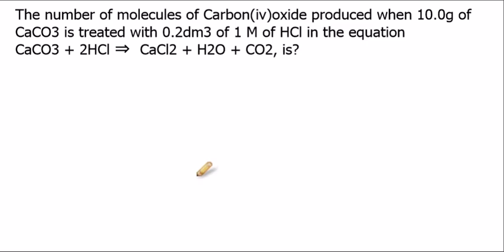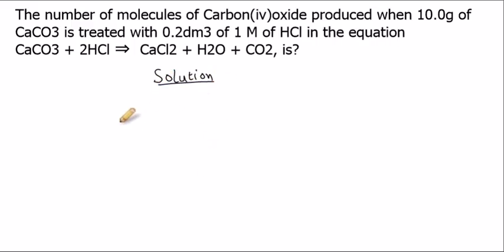The number of molecules of carbon dioxide produced when 10.0 grams of calcium carbonate is treated with 0.2 dm cube of 1 molar hydrogen chloride in the equation is unknown. Solution.